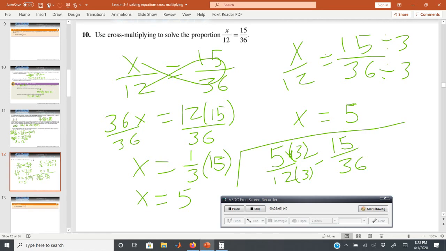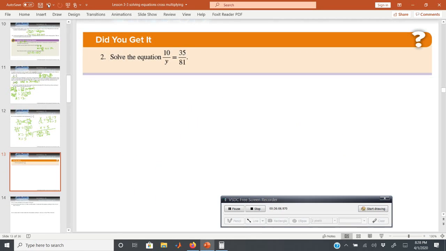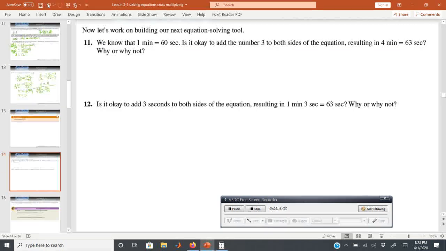And if we go back, we take a look at that equation to begin with. 5 divided by 12, is that equal to 15 divided by 36? Yes. We multiply this by 3, multiply this by 3, we would get 15 over 36. So cross multiplication does work. Hopefully you see that there's an idea behind it.